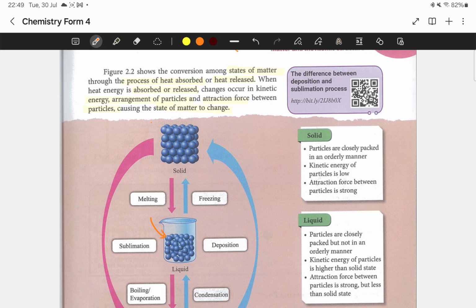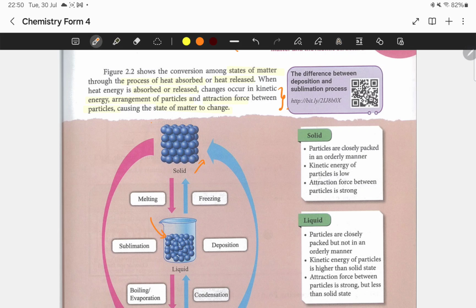Because when the ice cream is solid, the particles are packed closely, but when it comes to liquid, they are closely packed but not in an orderly manner. Not exactly, okay, like solid, it will be arranged like this, close together, very close, all close together. But for liquid, it may be something like this. See? It's still close but not very close like solid. Understand? And attraction forces.